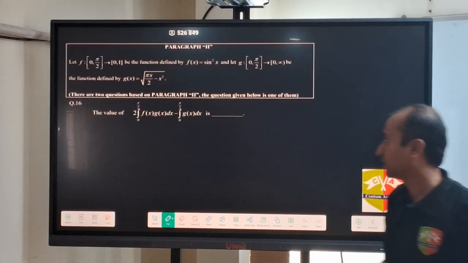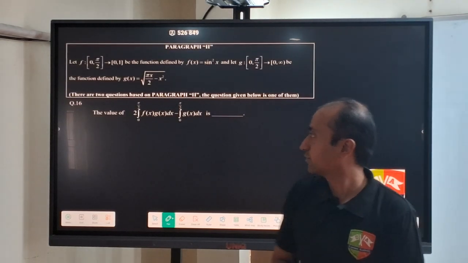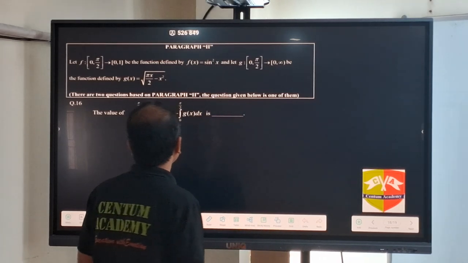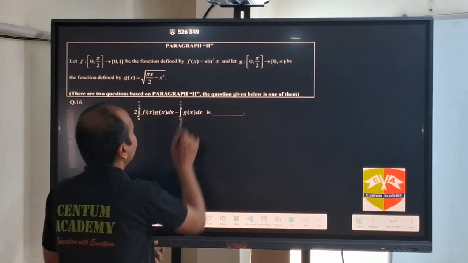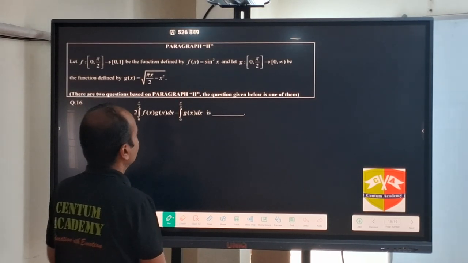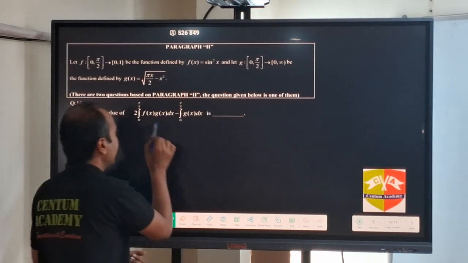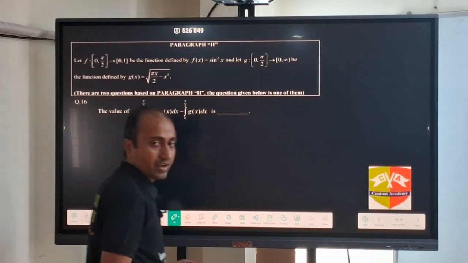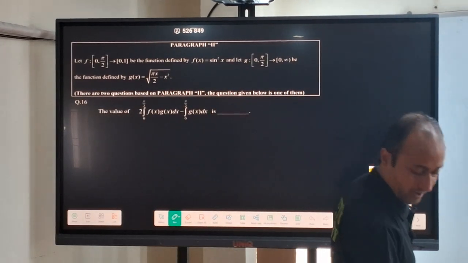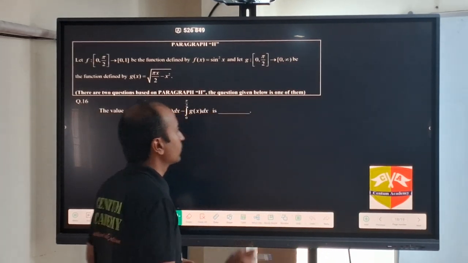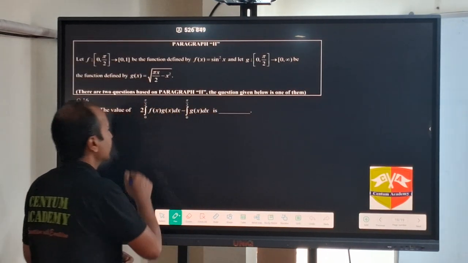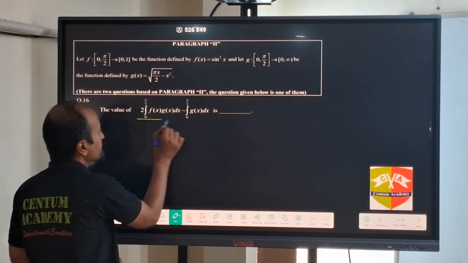All right. The next paragraph, we have been given a function g(x) is root of pi x by 2 minus x square, and f(x) is sine square x. Okay, then we have to find the value of this integral. So let me assume that the value of this integral is I. And let us apply one of the most used properties of integration, which is King's rule. So let me just focus on this one.